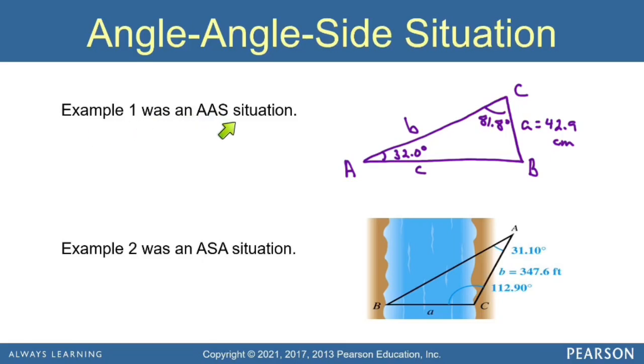Now, you had no reason to realize it at the time, but just so you know, example 1 was an AAS situation. Here is our triangle from example 1. Notice that we have angle, angle, and a side not between them. So that's AAS. And example 2 was an ASA situation, which you can see here on the diagram, ASA, where we knew two angles and the side between them. And since we've already worked both of these examples, we know that ASA and AAS triangles can both be solved using the law of sines alone, and we don't need any other fancy formulas to help us do that.